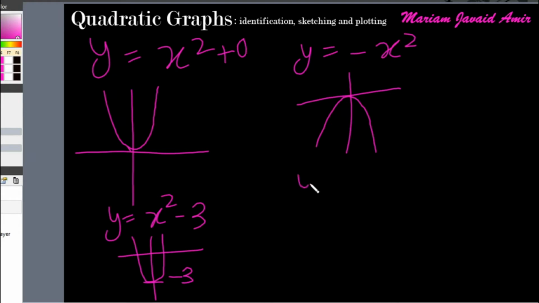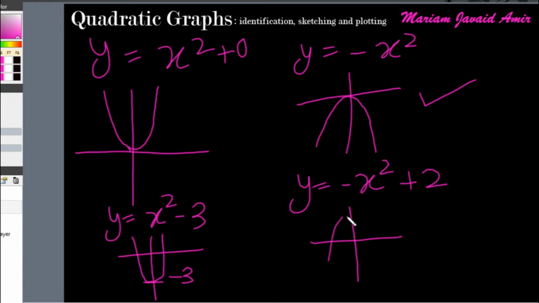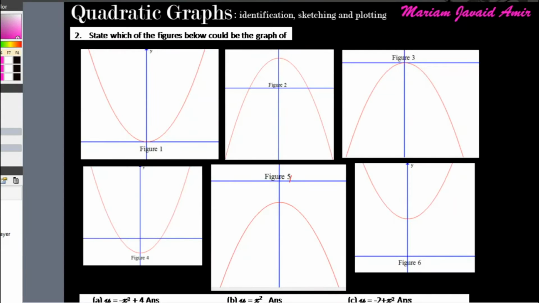So now if I change the equation to y equals minus x square, let's say plus 2. Now this same graph will go 2 units up. So it will still look like an inverted U, but it will cut the y-axis at 2. Now let's go to the worksheet question. Okay, so question number 2.